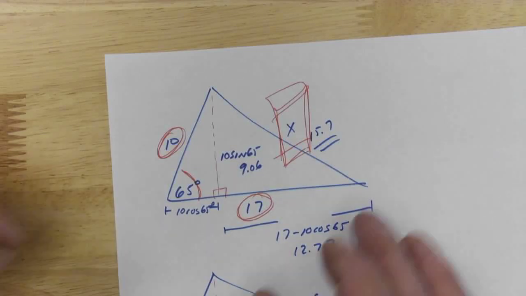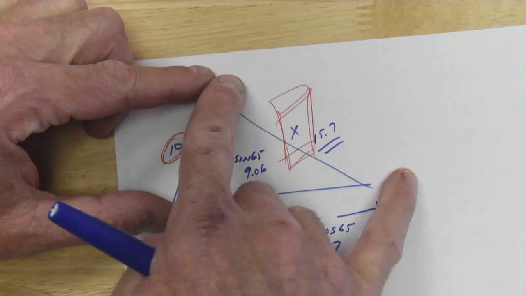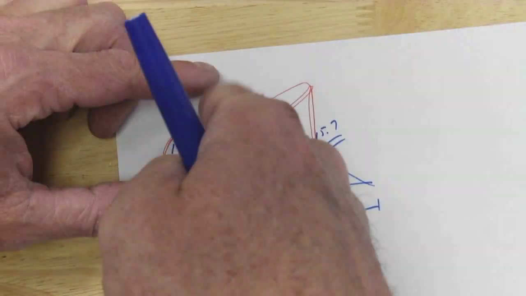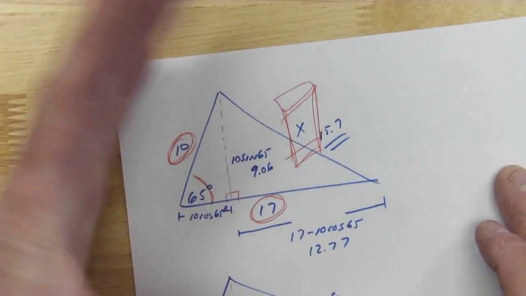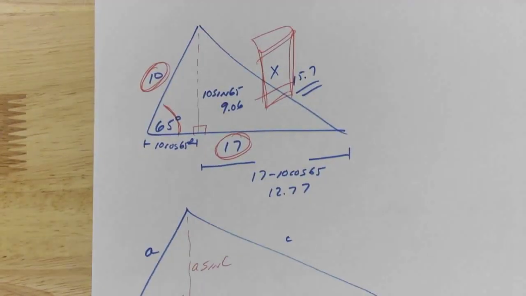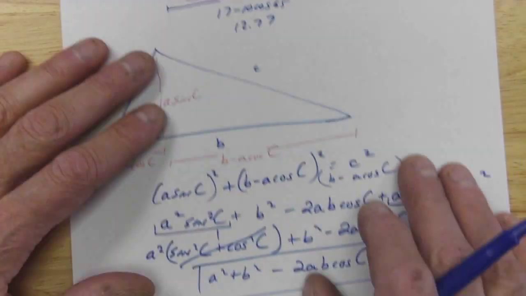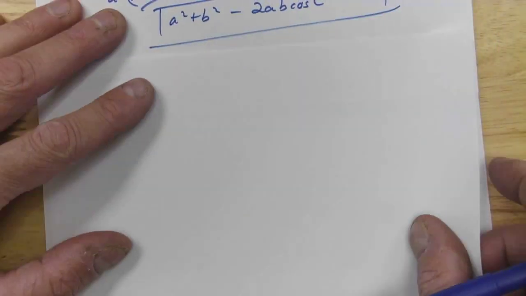Because if I make this 10 longer, it's going to make my x longer. If I make my 17 shorter, it's going to make my x shorter. If I make the angle different, it's going to change my value of x. It's wonderful. Okay? So, I'm going to go like this. Example time. We're just going to do 2 examples. Okay? Maybe 3.